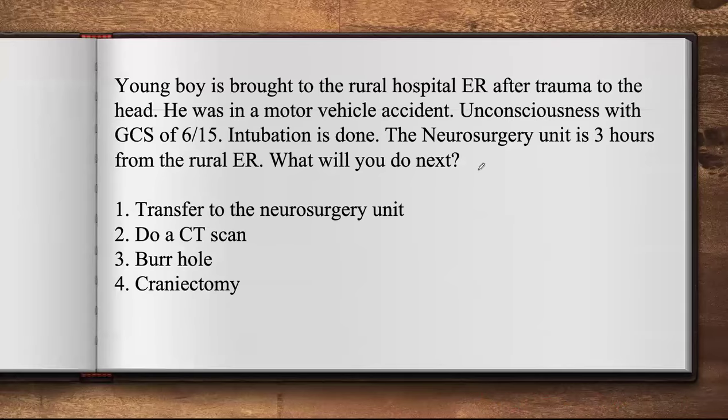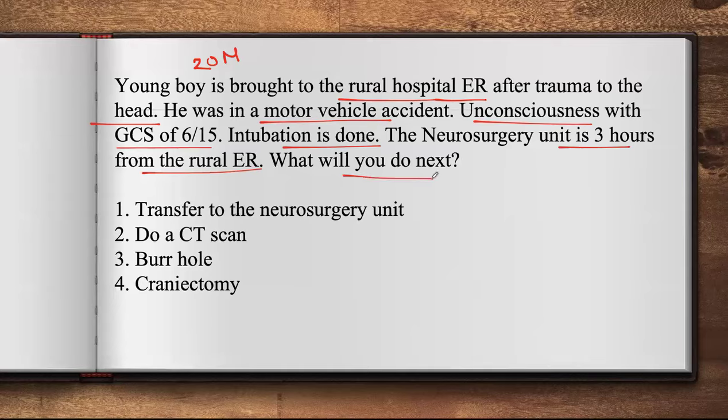All right, moving on to our next question, which is a very, very important question for your exam. Head injury in a rural area. So you've got a young boy, let's say a 20-year-old boy, brought to the rural hospital emergency department after trauma to the head. He was in a motor vehicle accident, unconscious with a GCS of 6 by 15. You have done the intubation, which is the first thing you will do. The neurosurgery unit is 3 hours from the rural hospital. What will you do next?